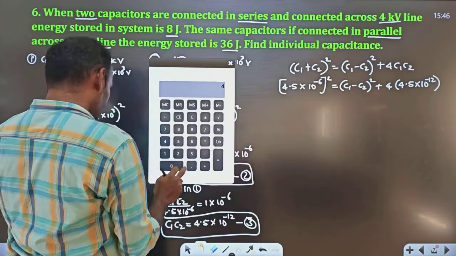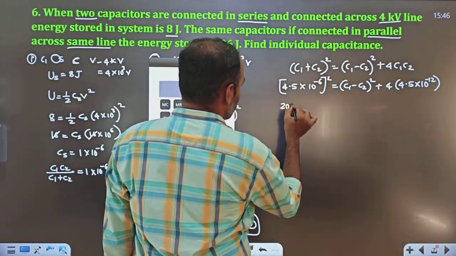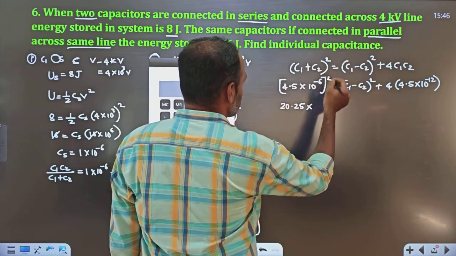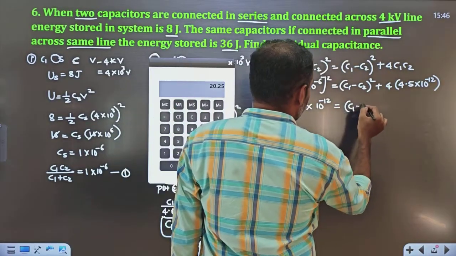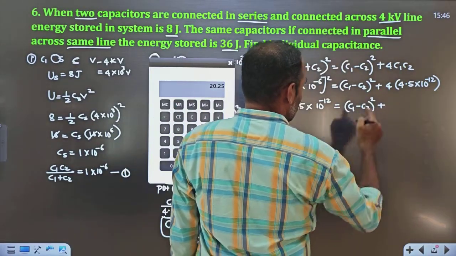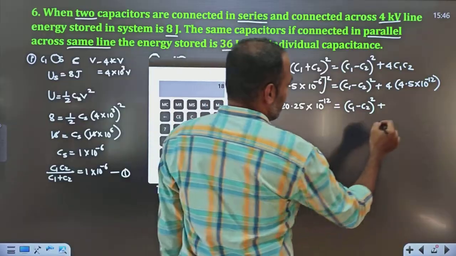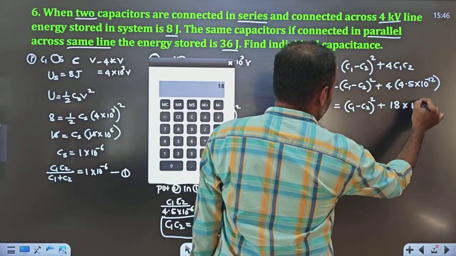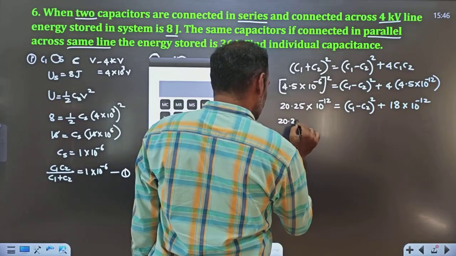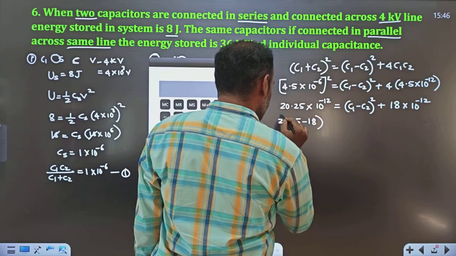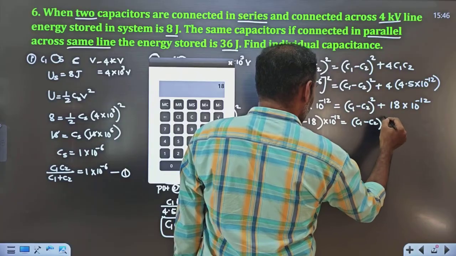Here, 4.5 into 4.5, what will you get? 20.25. So this is 20.25 into 10 to the power minus 12 is equal to (C1 minus C2) whole square plus 4 into 4.5, which is 18 into 10 to the power minus 12, correct? Shift that 18 to this side, you will get 20.25 minus 18 into 10 to the power minus 12. So this will be (C1 minus C2) whole square.